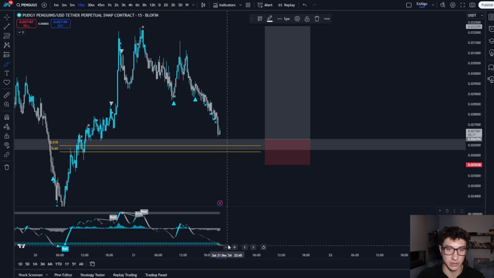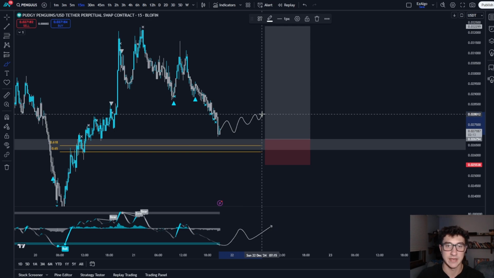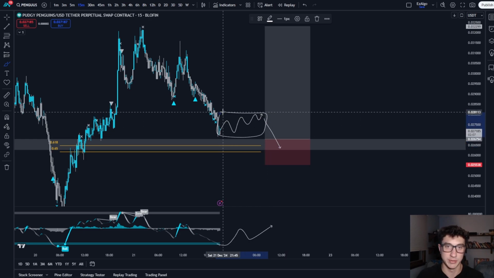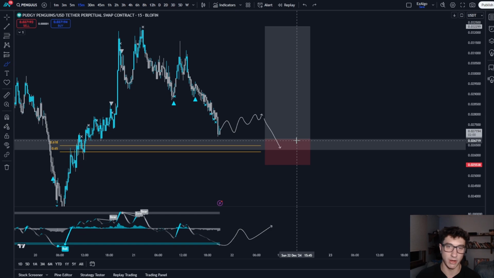I want to see this curl over a bit and then see another sweep. So maybe price can do something like this, giving time for the oscillator to reset, print that buy dot, and then we get another sweep down. Okay, this is also accumulation, manipulation, distribution. That's a whole other thing. They all go hand in hand, right?